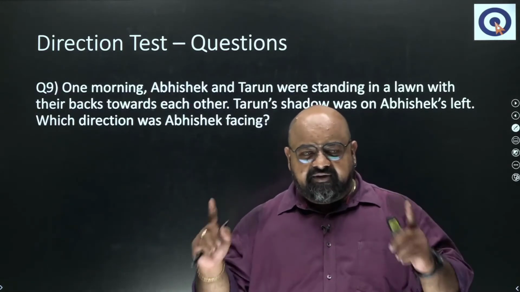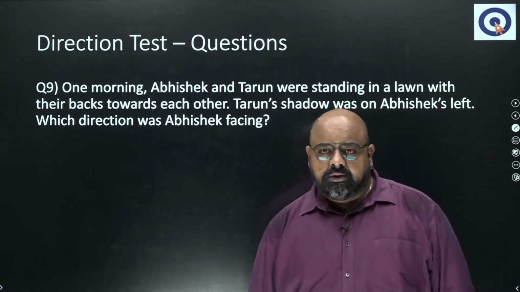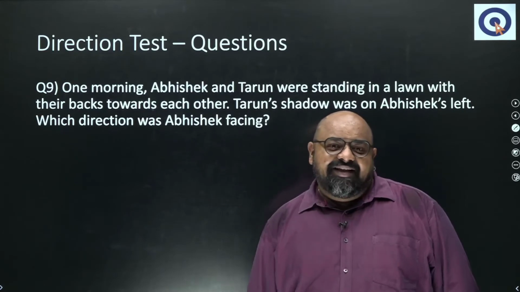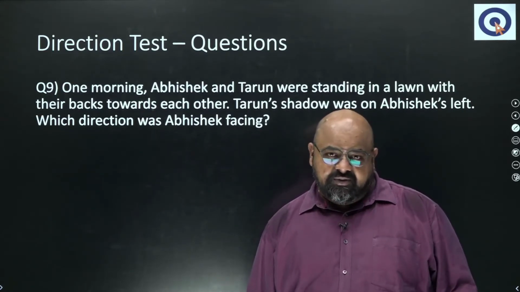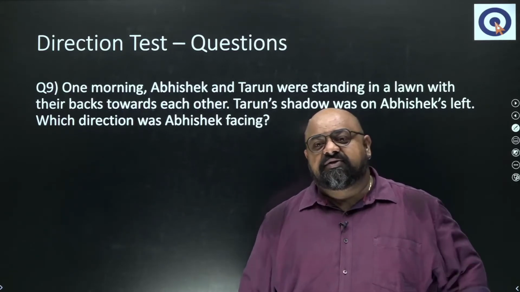Again, 2 people, relative directions. One morning, Abhishek and Tarun were standing in a lawn. Okay, so that is something that does not happen if you get up late. With their backs towards each other, so probably not on talking terms. Tarun's shadow was on Abhishek's left. Which direction was Abhishek facing?